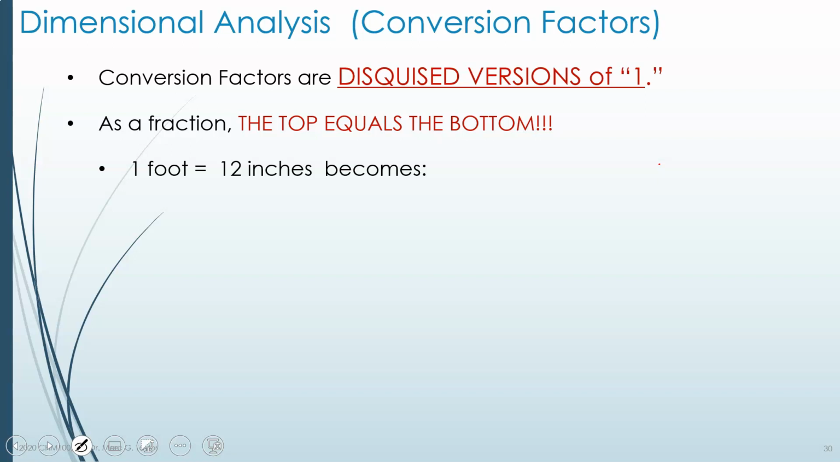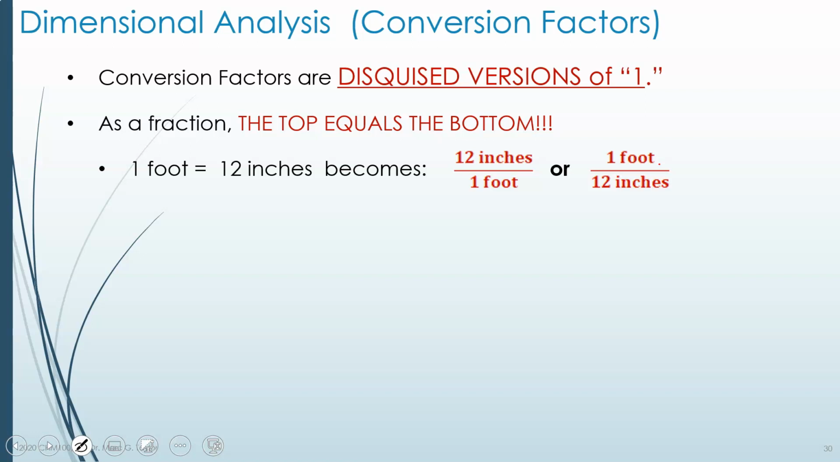Now, I could divide both sides of this equation by 1 foot. So the left side of the equation would be 1 foot divided by 1 foot, or the number 1, and the right side of the equation would be 12 inches divided by 1 foot. But we know that this is equal to 1. And if I had taken this original equation and divided both sides by 12 inches, the left side would become 1 foot divided by 12 inches, and the right side would be 12 inches divided by 12 inches, or 1. Therefore, conversion factors are equal to the number 1.